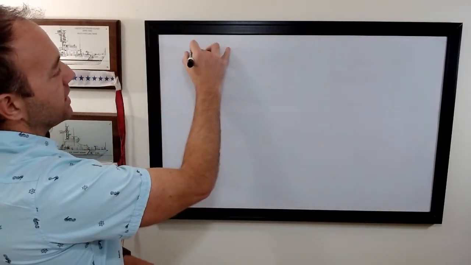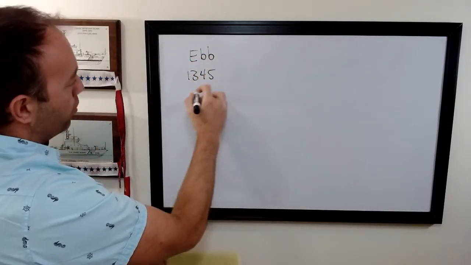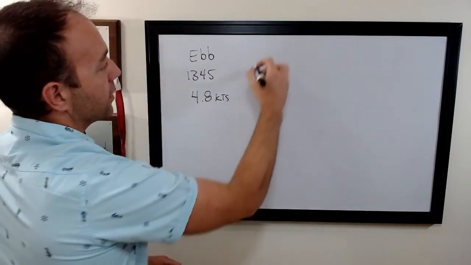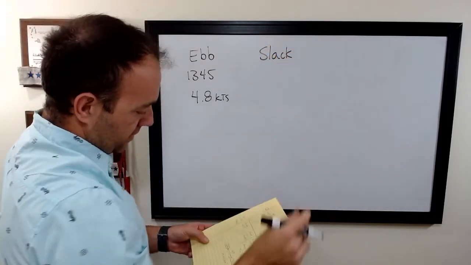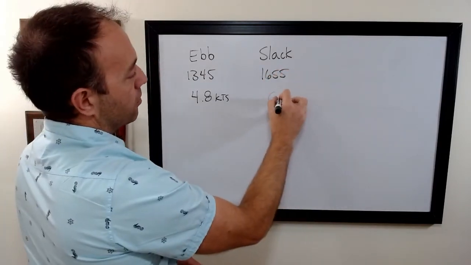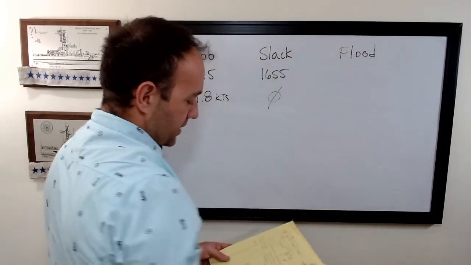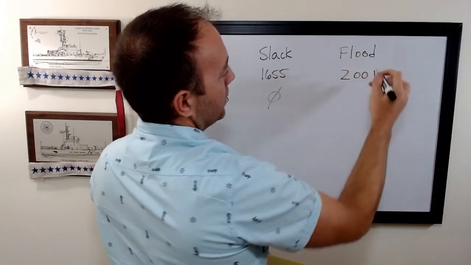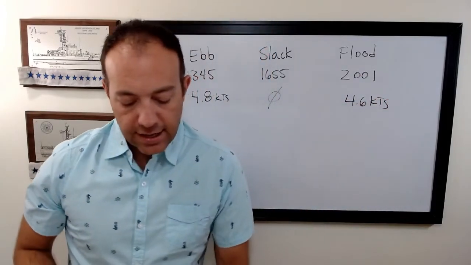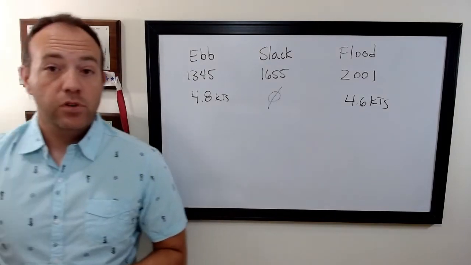We had an ebb, and that was at 13:45, and it was 4.8 knots. I just pulled that out of the tidal current tables. No mystery there. The slack, and the time for slack was 16:55. How fast is the current going at slack? 0. That's the definition of slack. And then there's a flood, and the time for the flood was 20:01, and the speed was 4.6 knots. You can see in the Cape Cod Canal that this current reverses itself quite significantly, right?